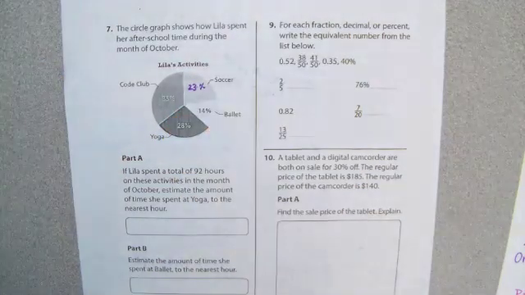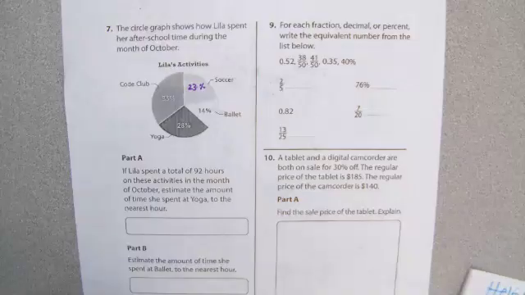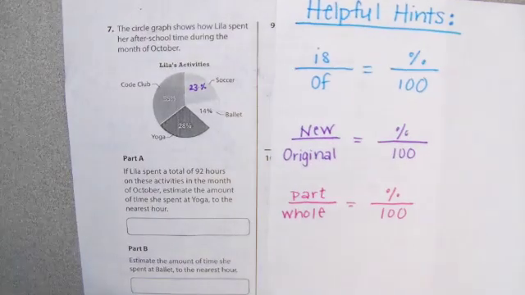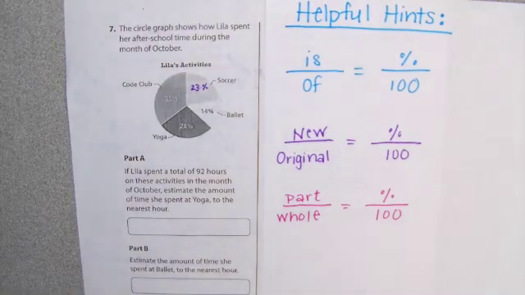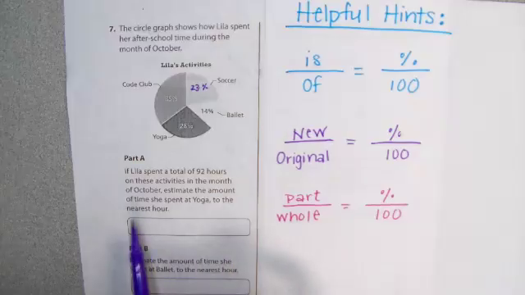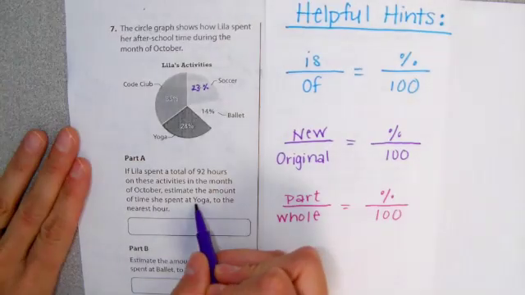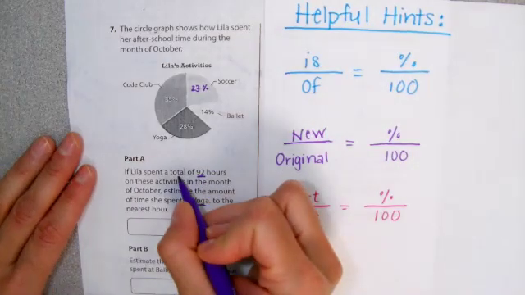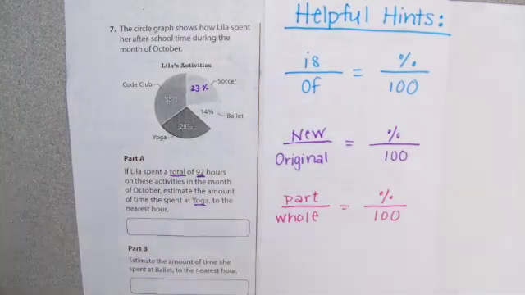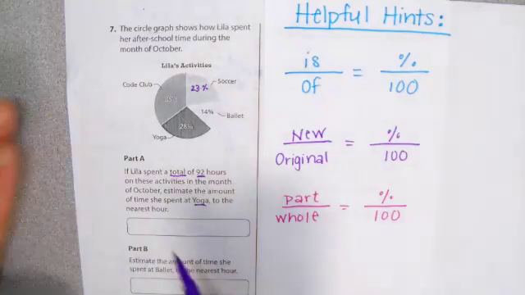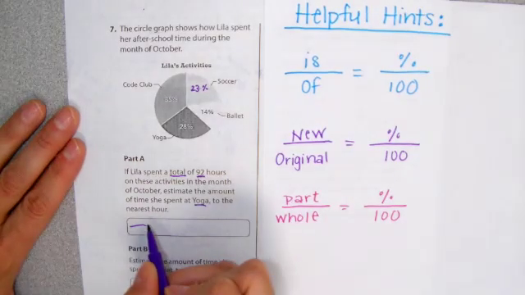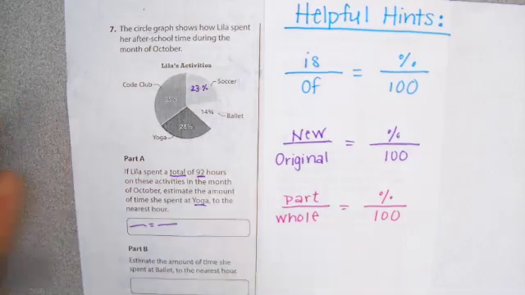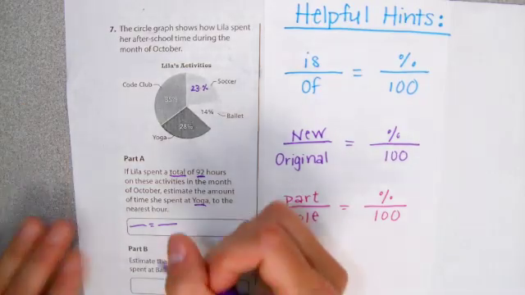Okay, so we're still going to use our helpful hints as we read part A here. If Lila spent a total of 92 hours on these activities in the month of October, estimate the amount of time she spent at yoga. So we've got 92 hours and this word total. That's going to be a hint for us. So we're going to start our percent proportion again. The number that must go in there is 100.